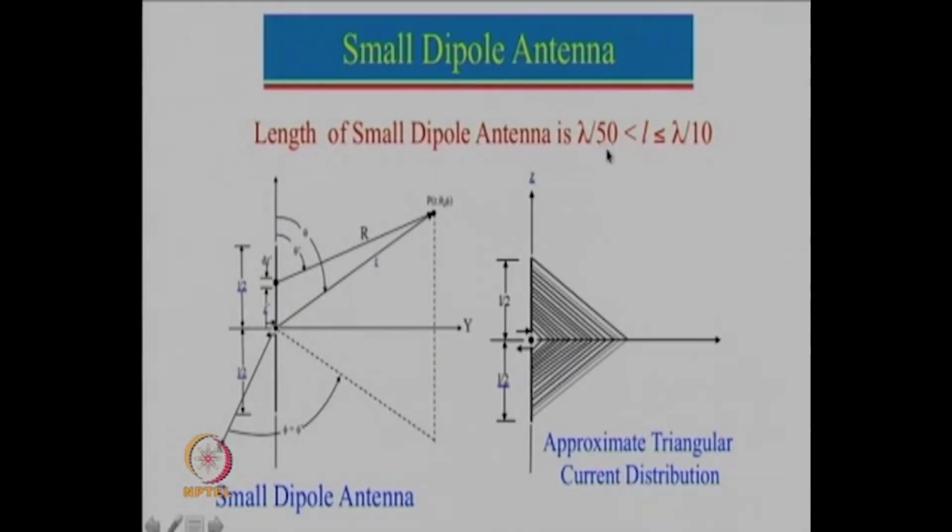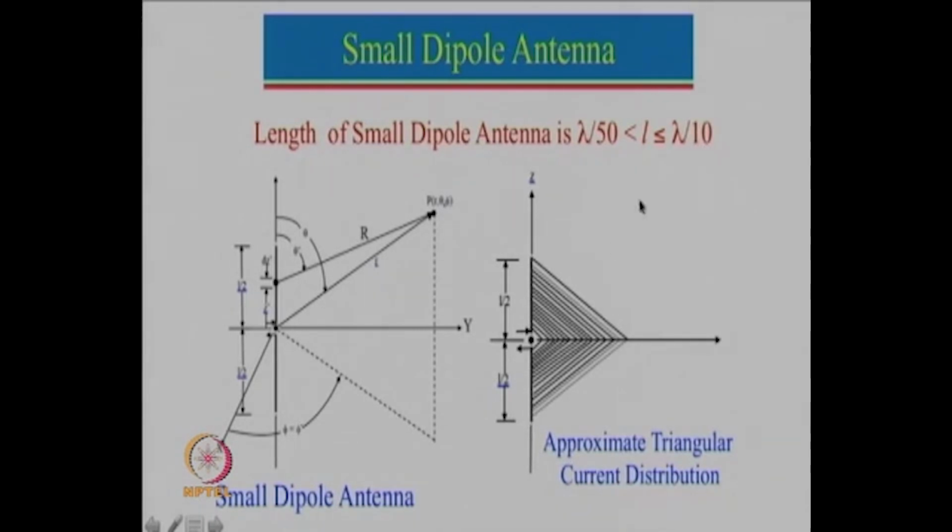Generally a small dipole antenna is defined between lambda by 50 to lambda by 10. That is the length of the dipole antenna. Here again as before, x axis, y axis, dipole is placed along the z axis, and the current is again not assumed uniform. Now the current will be 0 over here and it will be maximum. If the dipole antenna length is small, this will be the triangular distribution. As the length increases reaching to this, we can still think that it is a triangular distribution.